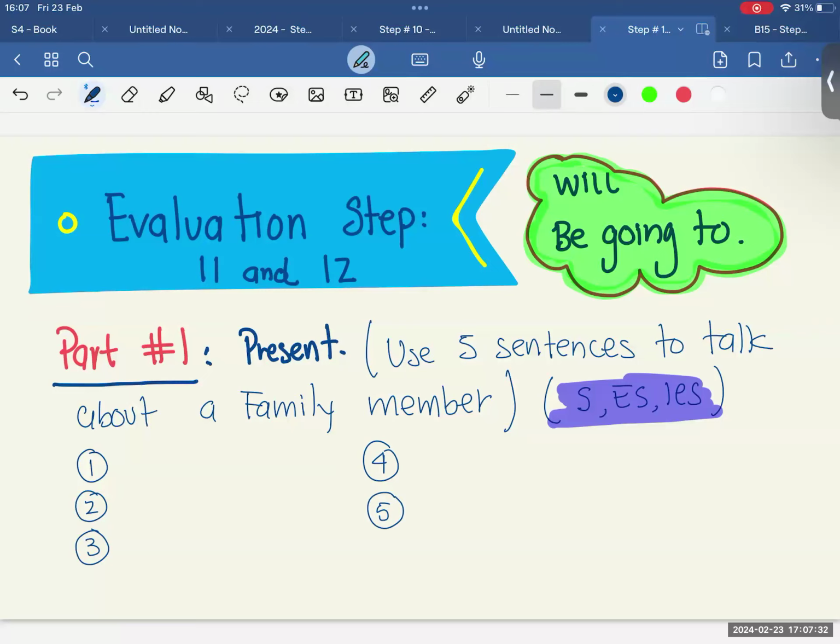Okay. Les voy a poner tiempo, okay? Aquí en mi pantalla. We're gonna do it with time. ¿Sí se ve el tiempo en mi pantalla? Yes, okay. 5 minutes, okay? 5 sentences.